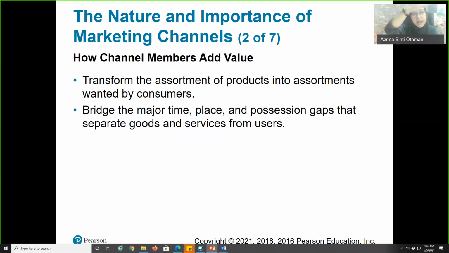So in between of these channel members, they need to take care of the time frame, the place where they need to put, where they need to deliver the product and service, what type of platform that you want to use. Okay, online, offline. Okay, so you need to think. And how we want to close the gap. Okay, because we want to transfer from our goods and services from one channel member to another channel members. This is how we add the values.